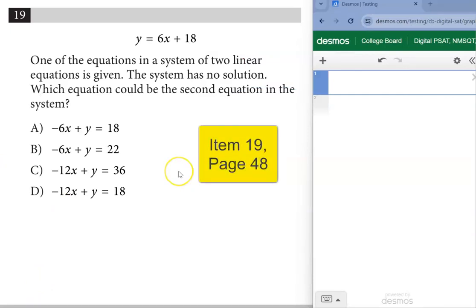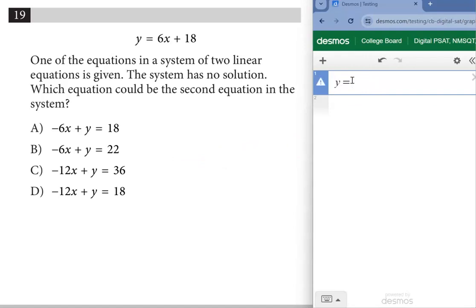The next item we're looking at is item number 19, and this is on page 48. We're given one equation in a system of two linear equations, and we're looking for the second equation, and we don't want to have a solution. That means they need to be two distinct lines, which means they would have to be parallel, because if they intersect, they would have a solution.